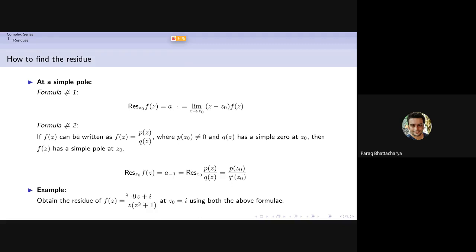The second formula is you identify p by q. In this case p is equal to 9z plus i, and q is z into z square plus 1. Then take q and differentiate it, that is q prime. Then substitute z naught in p, and z naught in q prime as well, and find out the value. You should get the same residue using both formulas. I really encourage you to try this out on your own.